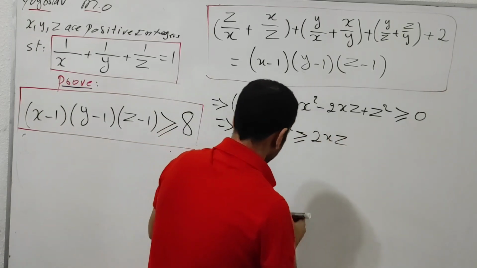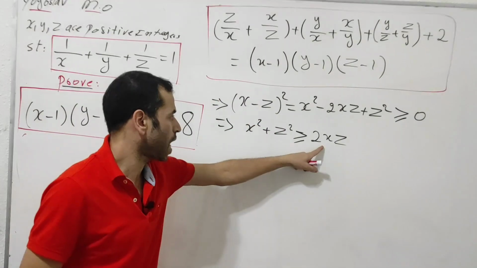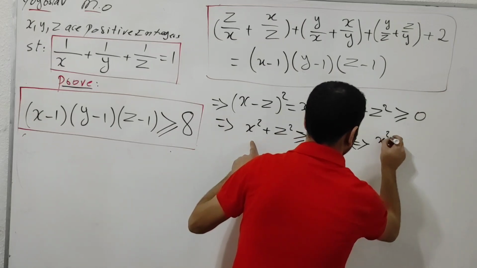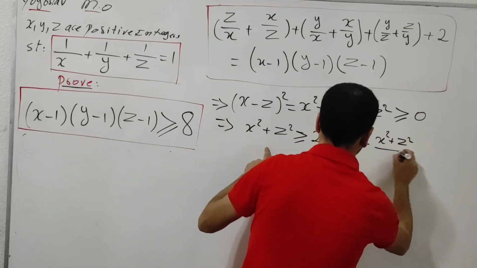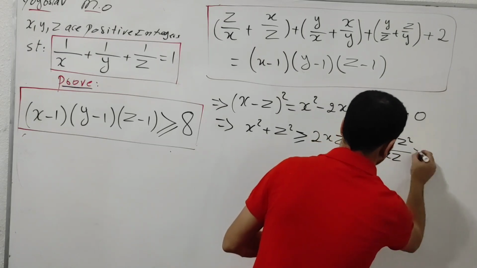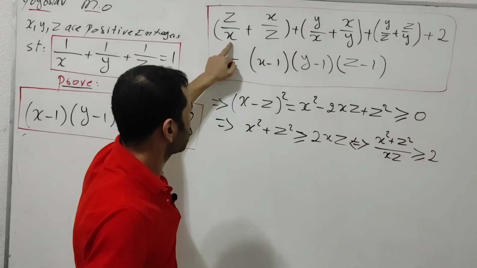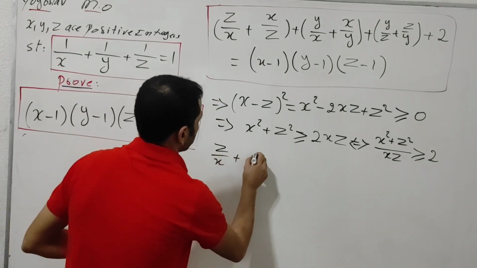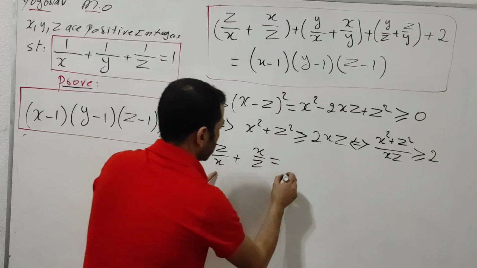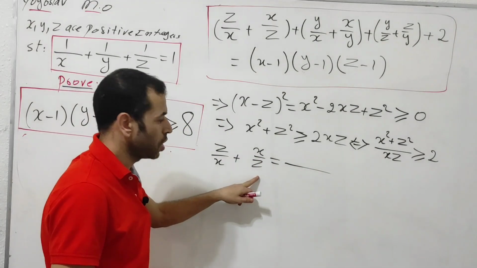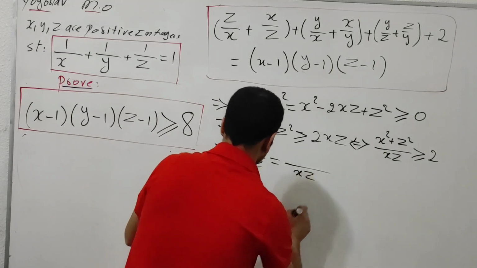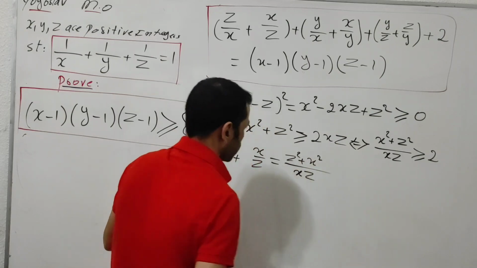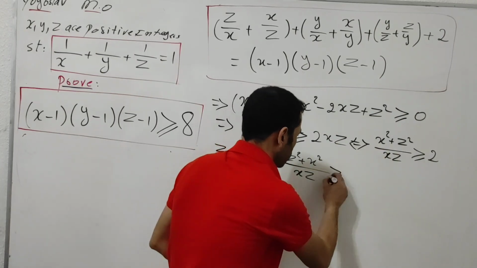So I will have x squared plus z squared is greater than or equal to 2xz. Okay. So I'm going to divide both sides by xz. So I will have x squared plus z squared divided by xz is greater than or equal to 2. Okay. I'm going to simplify this one. So I have z over x plus x over z. Multiplying the denominators, I will get xz, and in the numerator I will get z squared plus x squared. As we found, this term is greater than or equal to 2.